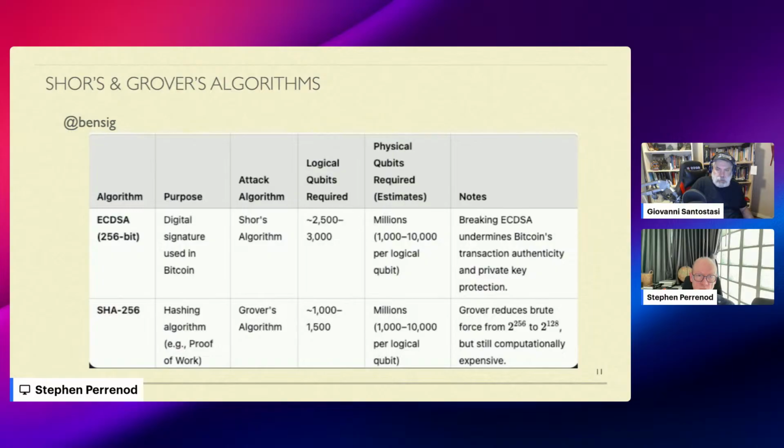The number of logical qubits required is about 2,500 to 3,000, and that means you need millions of physical ones. And that would undermine the transactions themselves and the keys that you use in your wallets. For hashing, it's similar. You need maybe 1,000, 1,500 logical qubits. And again, you need millions of physical qubits. And what it would do is make quantum computers just potentially faster than the ASICs that we use today.